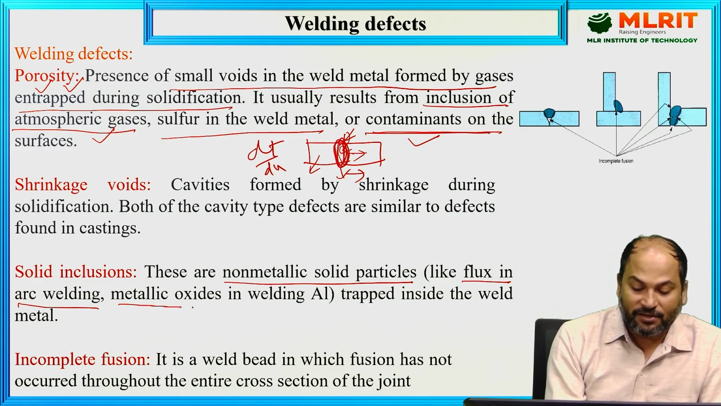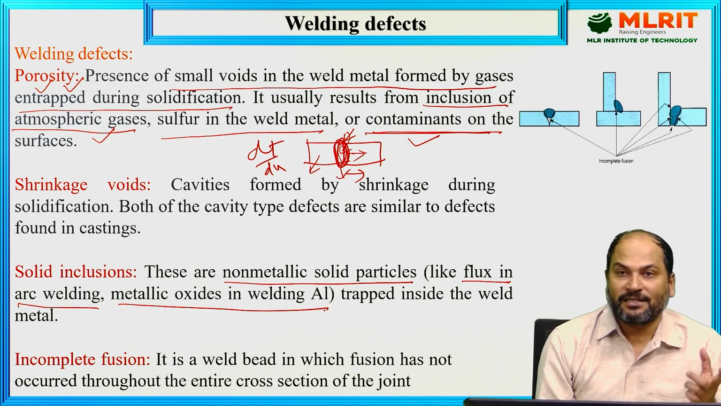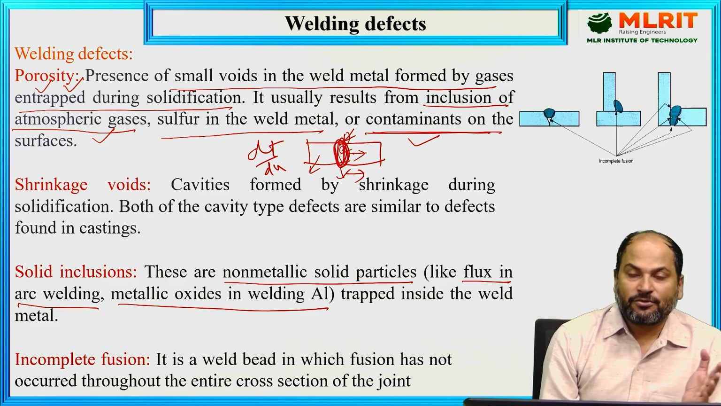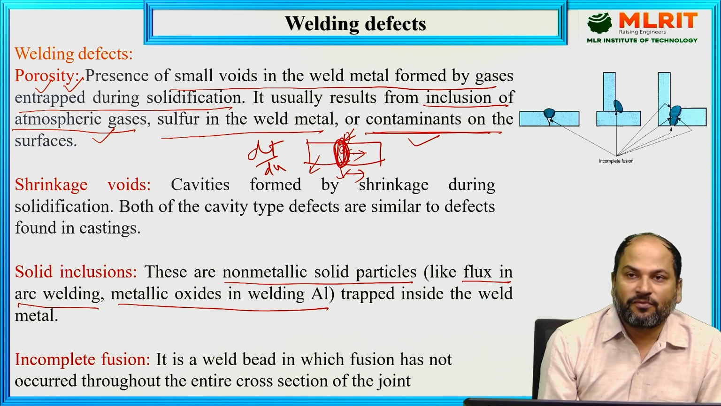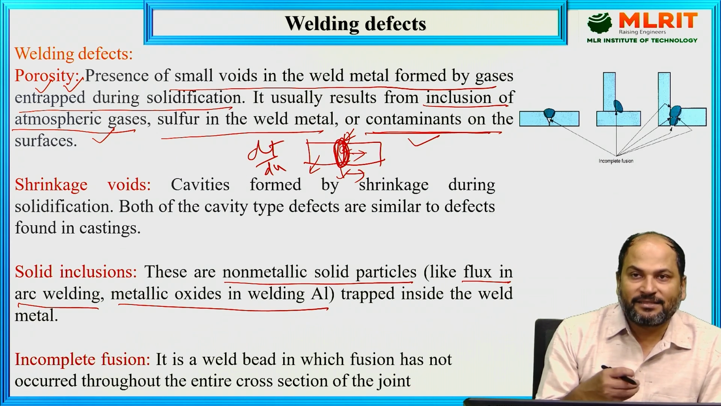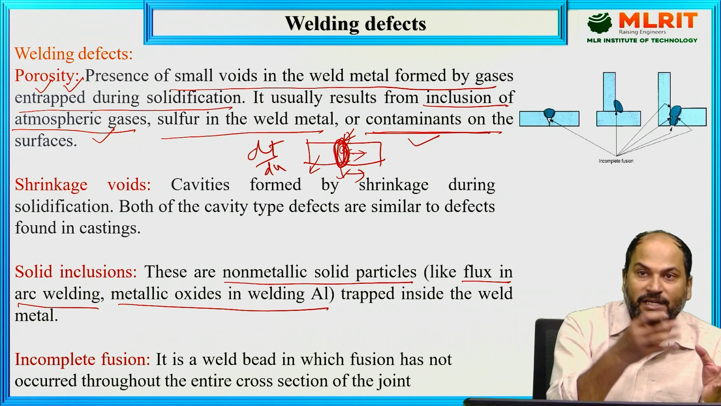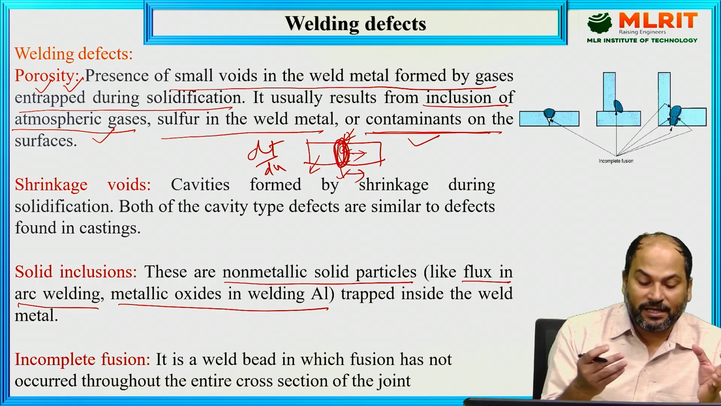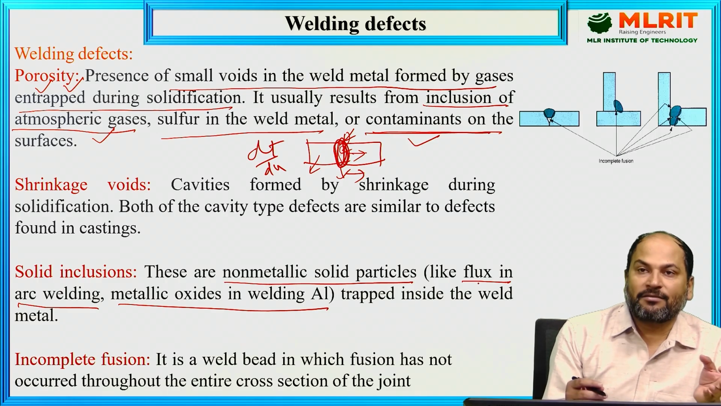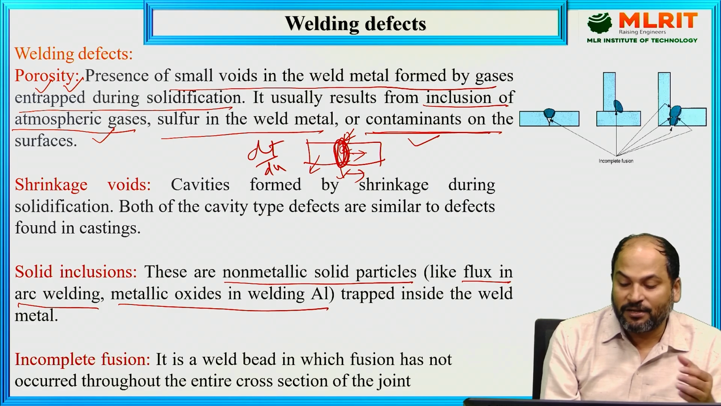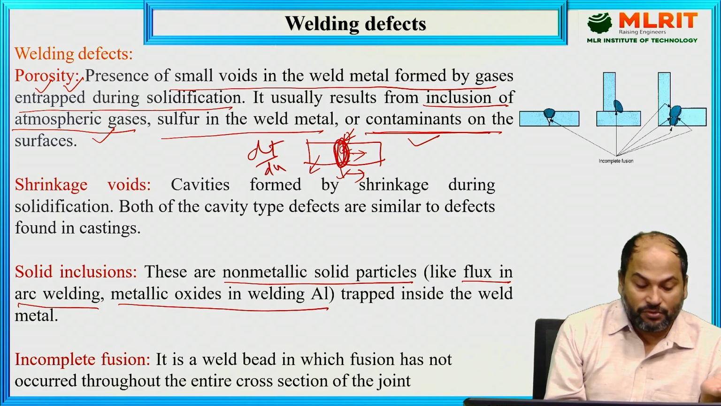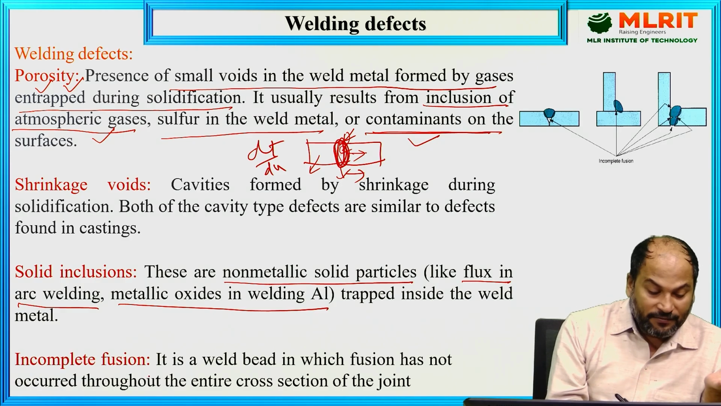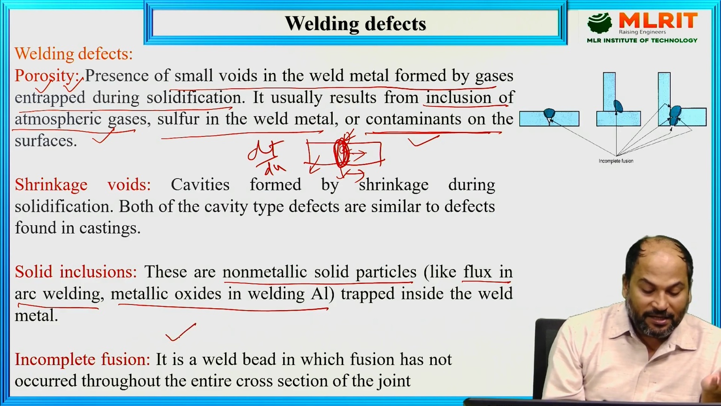These are non-metallic solid particles, just like flux in arc welding. Metallic oxides in aluminum: as I said in the last lecture, aluminum is a very difficult metal to weld because once temperature increases, oxide will start to form. So if those oxides are entrapped in the molten area or the part we are welding, or the flux if we are doing arc welding, finally it will appear in the form of solid inclusions.